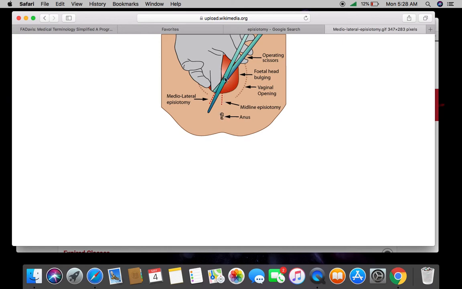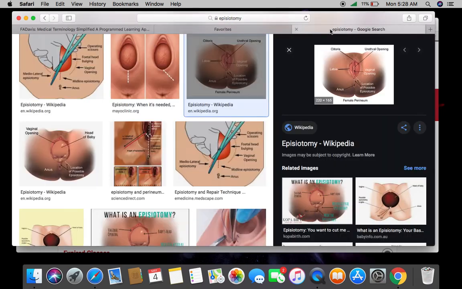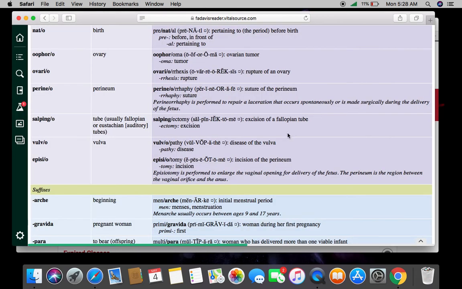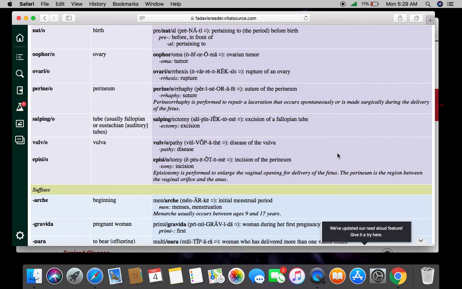I have to cut that in order to facilitate a baby coming through there, because the vaginal canal is very, very flexible, but the vaginal orifice is not. So that's why we have to do that, especially with firstborn or primigravid babies. Okay, so that's what episiotomy is.